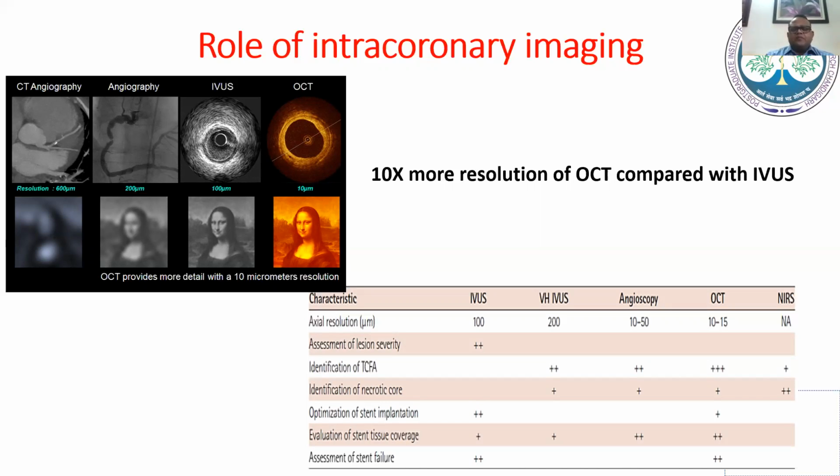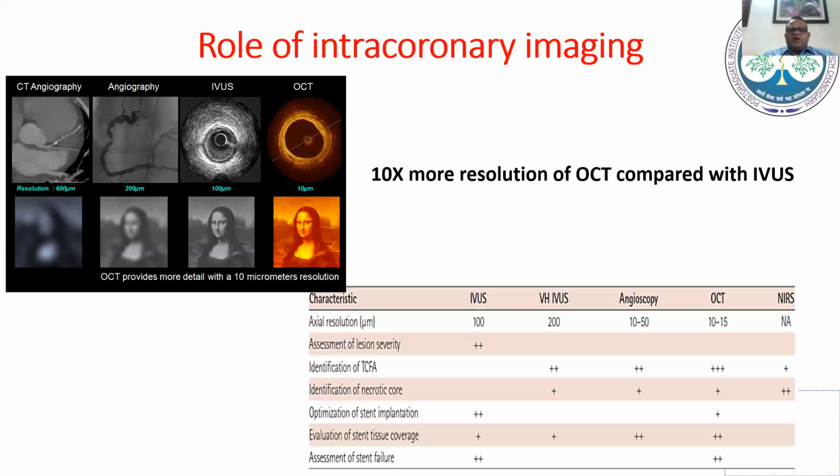intravascular ultrasound. The table shows the merits of various imaging modalities commonly used for coronary intervention. This includes IVUS, virtual histology IVUS, angioscopy, OCT, and near infrared spectroscopy. In routine, it's IVUS and OCT. IVUS has less resolution compared to OCT, but more penetration. If you see the assessment of lesion severity, it's always better to have a functional assessment by FFR, but IVUS and OCT can very well give an idea about the percentage of stenosis.